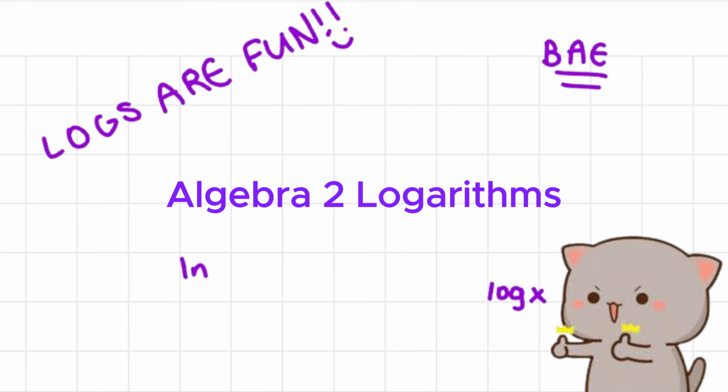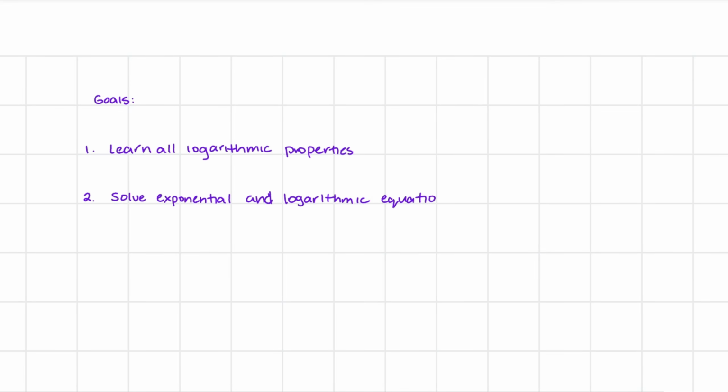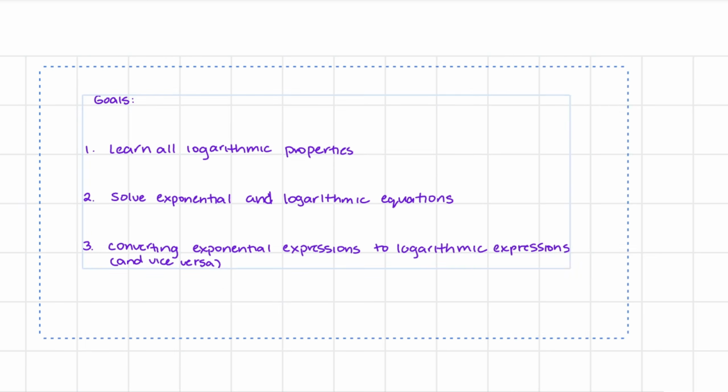Algebra 2 Logarithms. The goals of this lesson are to cover all logarithmic properties, solve exponential and logarithmic equations, and convert exponential expressions to logarithmic expressions, and vice versa. Let's go over the logarithm rules.